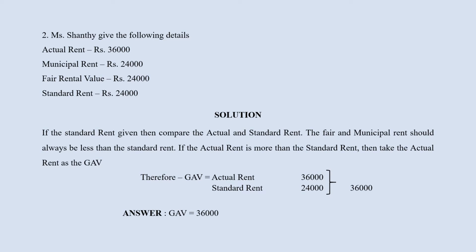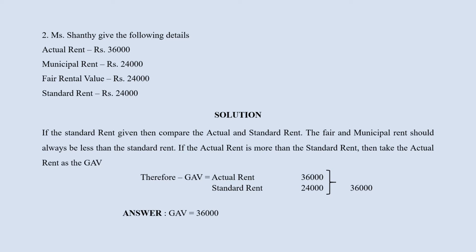Now we'll go to the second sum. Miss Shanti gives the following details. Actual rent is 36,000, municipal rent is 24,000, fair rental value is 24,000 and standard rent is also given as 24,000. Now in this case, when all the four are given, first you have to see if the actual rent is more than the standard rent. And you always have to remember the fair rent and the municipal rent should always be less than the standard rent. Fair rent and municipal rent should always be less than the standard rent. Then in that case, you can compare the actual rent and standard rent.